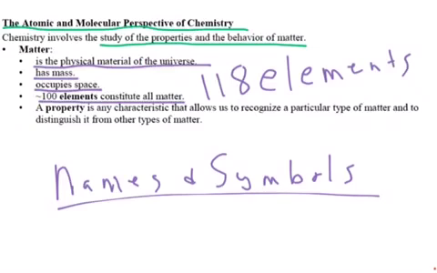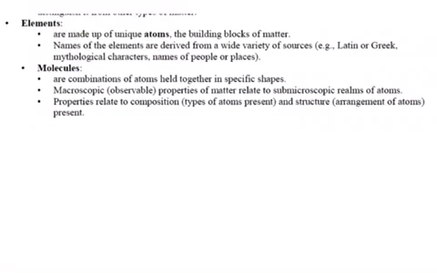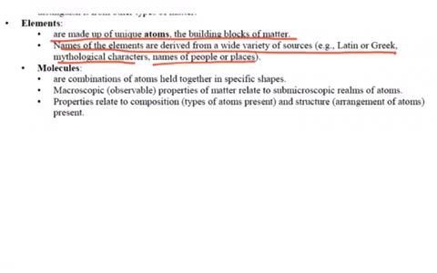Then it's also said the study of properties. So property, a characteristic, allows us to recognize a particular type of matter and distinguish it from other types of matter. Mentioned in the previous part, we have approximately 118 known elements today. And elements, some key ideas about elements, they're made up of unique atoms, building blocks of matter. Names are derived from a wide variety of sources: Latin, Greek, mythological characters, names of people and places.